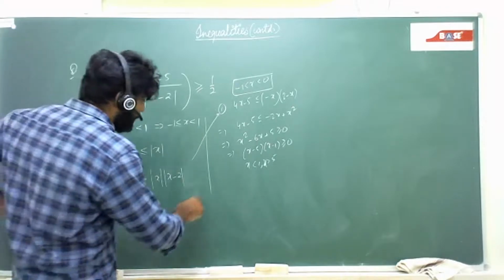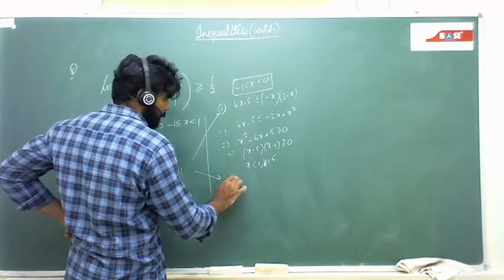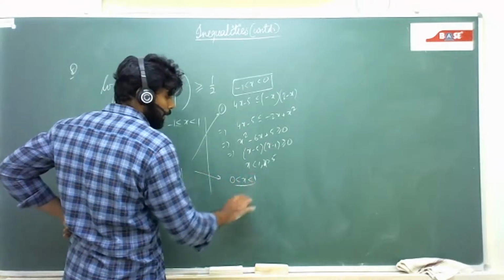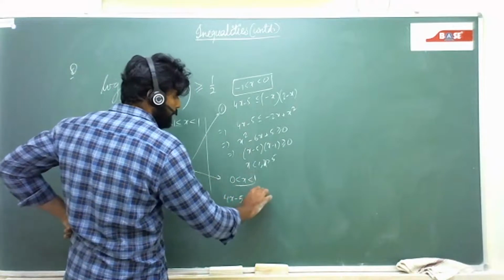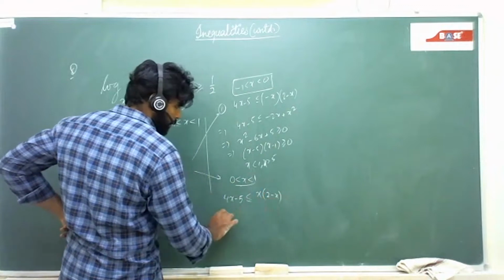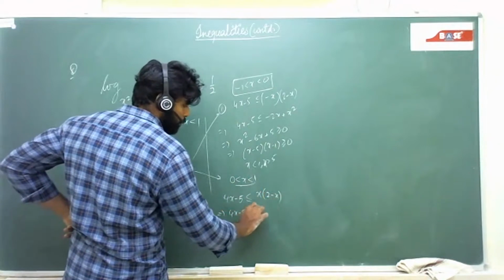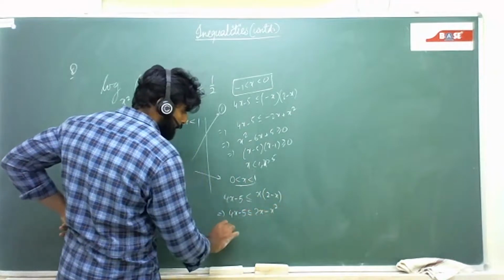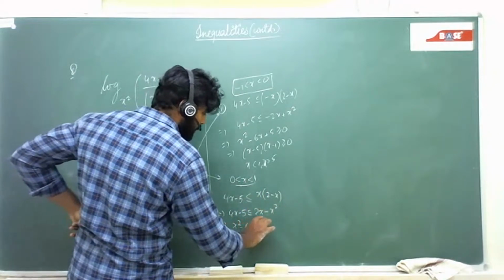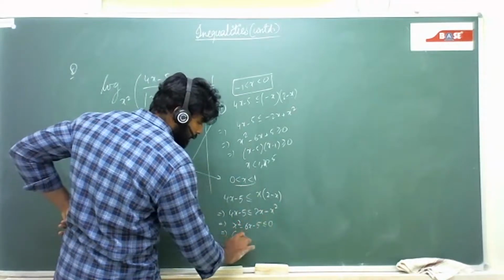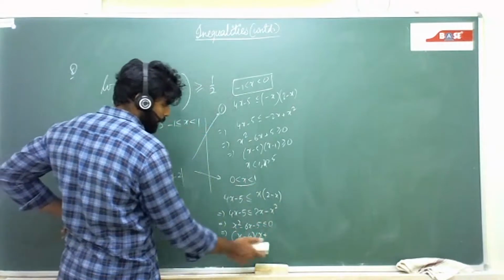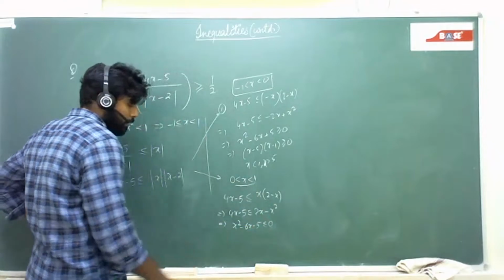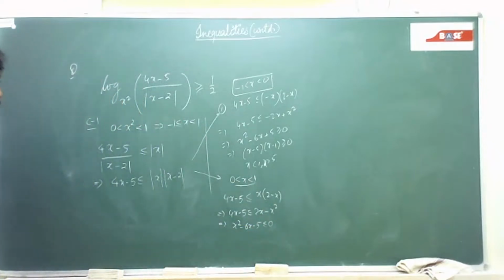Next one. We have another case where 0 less than x less than 1. In that case, 4x minus 5 less than or equal to x, but it is 2 minus x again. So it will be 4x minus 5 less than or equal to 2x minus x square. So transpose: x square minus 6x minus 5 is less than or equal to 0. If we factorize, it is x minus 6 into x plus 1. Or is it factorizable even? No, it's not factorizable. You have to check the discriminant. Discriminant is positive. We'll go with the roots now by quadratic formula.